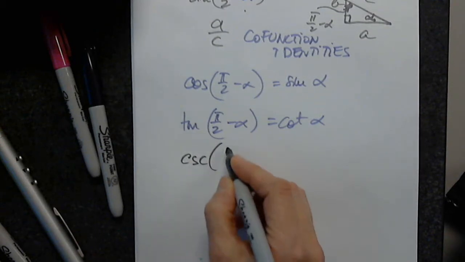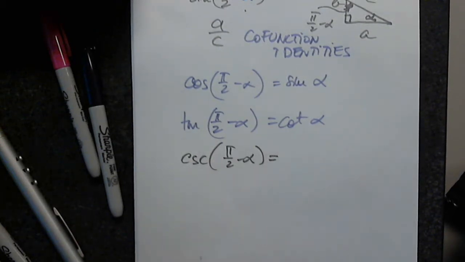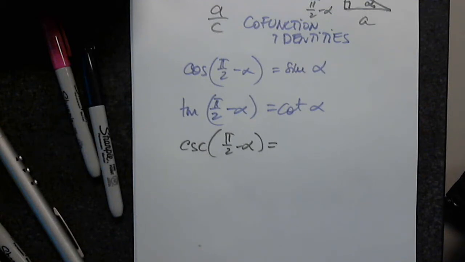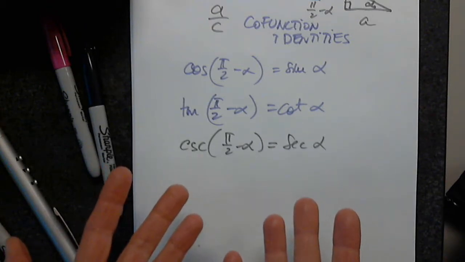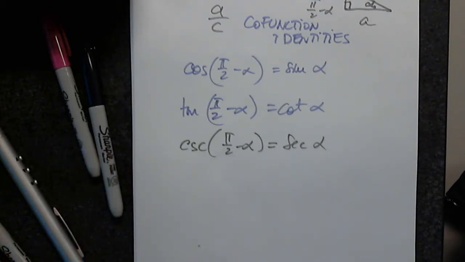Let's say cosecant of pi over 2 minus alpha. What will that equal to? Secant. Exactly. Secant alpha. Cosecant of pi over 2 minus alpha equals secant alpha. So sine is the co-function of cosine. Cosine is the co-function of sine because of this property or these identities. Tangent is the co-function of cotangent. Cotangent is the co-function of tangent, and so on and so forth.